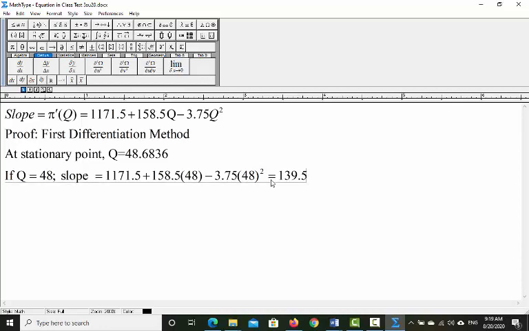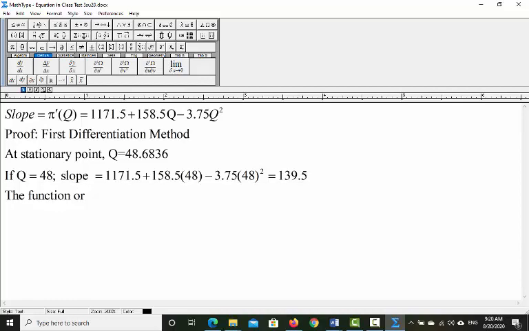Right, it's correct. So where the value is 139.5, that means it is positive. Positive means we need to write a comment. Remember, if you don't write a comment or interpretation in the exam, you will lose a lot of marks.